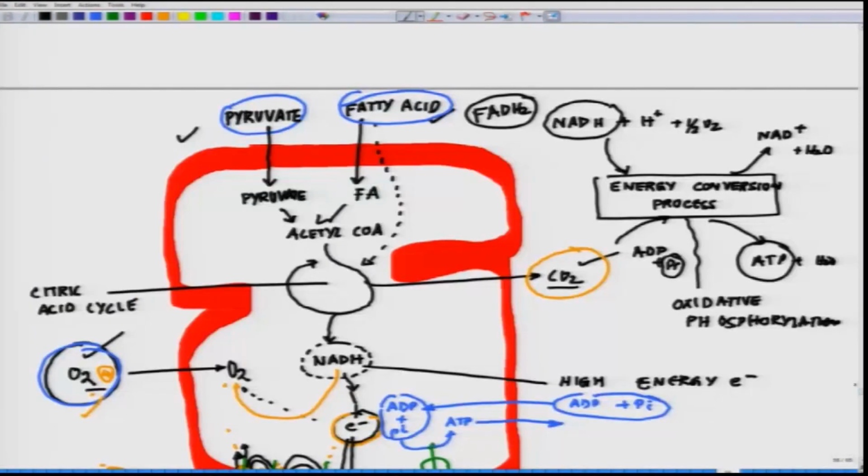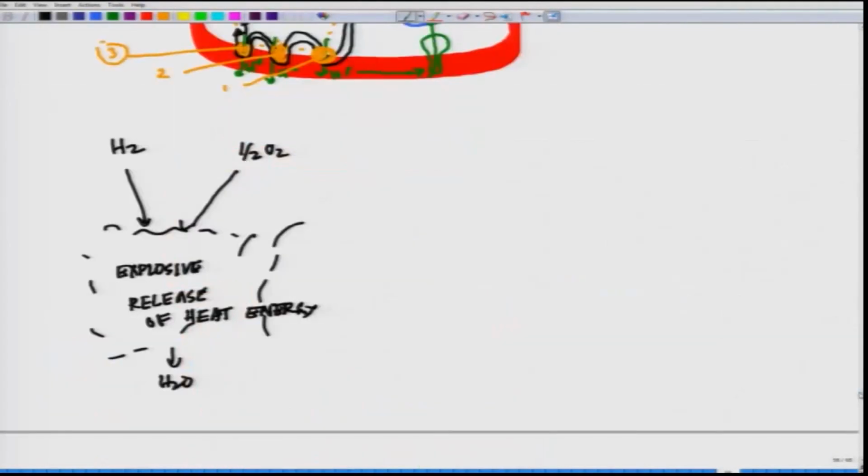Think of exactly the same situation. You have H2 plus half O2 making water, but this is not that of an explosive reaction. Why is it so? Now, what nature is doing is something very interesting. Nature is following this reaction in a very different way. It is picking up H2, and after picking up H2, what is it doing?